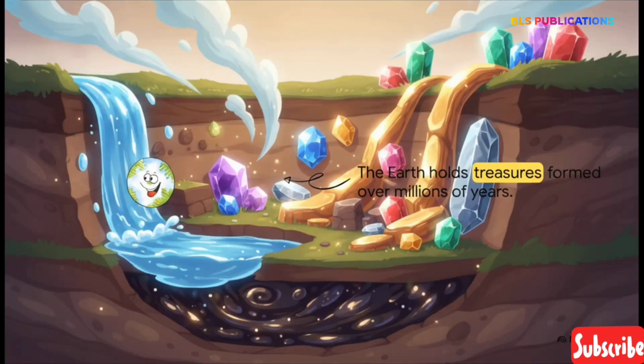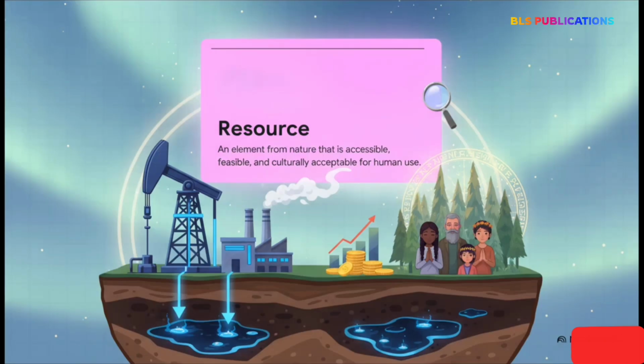The scale of our planet is just mind-blowing. The Earth holds treasures that took millions of years to form. Just think about this. It can take 50 million years of intense geological heat and pressure just to squeeze out a single drop of crude oil. We've got the obvious stuff like water, air, and soil, but also hidden gems like metal ores and fossil fuels. But here's the catch. A piece of nature isn't automatically a resource just because it exists out there in the wild. The crucial point here is that an element of nature only becomes a resource when we get involved.